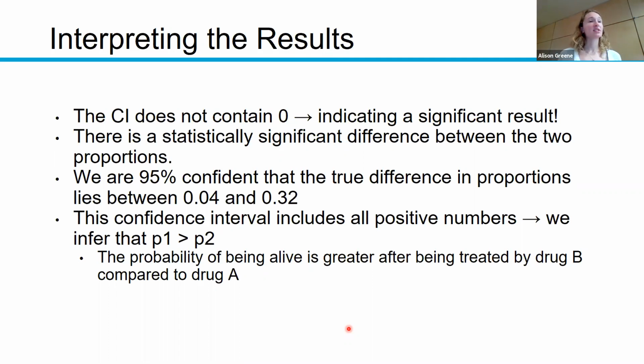Now, this confidence interval includes all positive numbers. And we subtracted P1 from P2. So that gives us some indication. We can infer that in general, P1 is greater than P2. The probability of being alive after being treated by drug B is greater than for drug A.